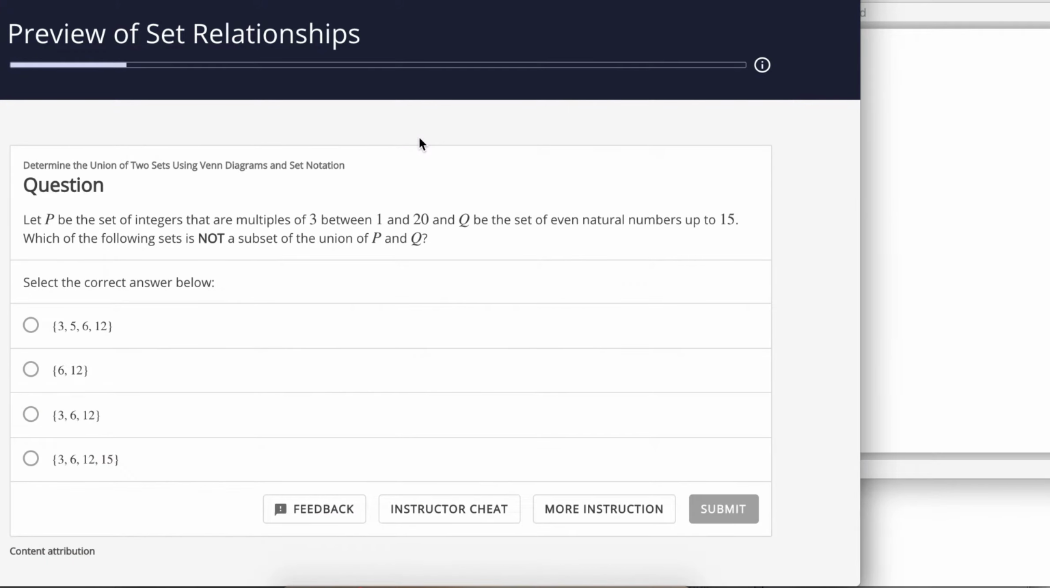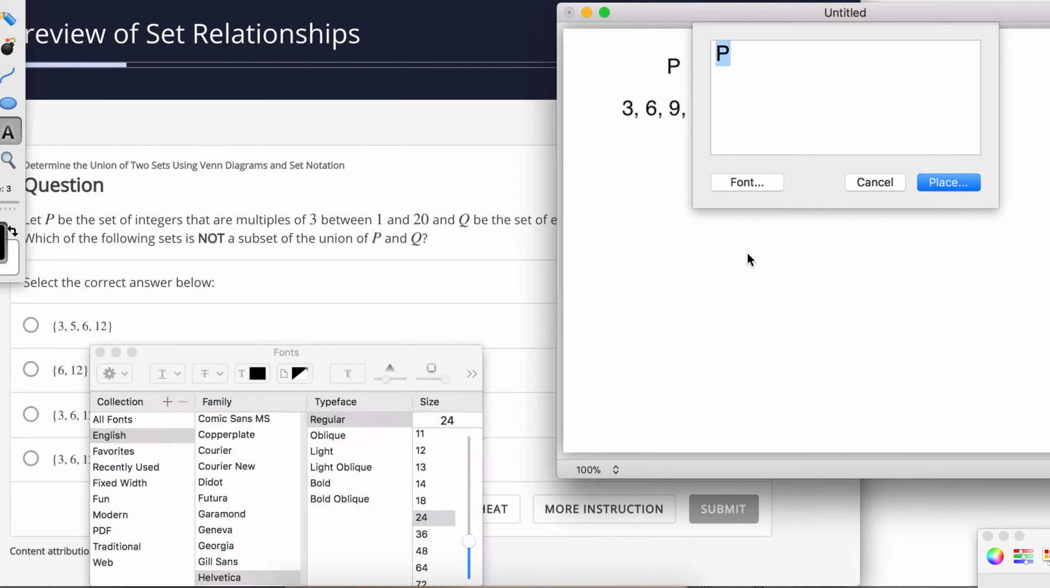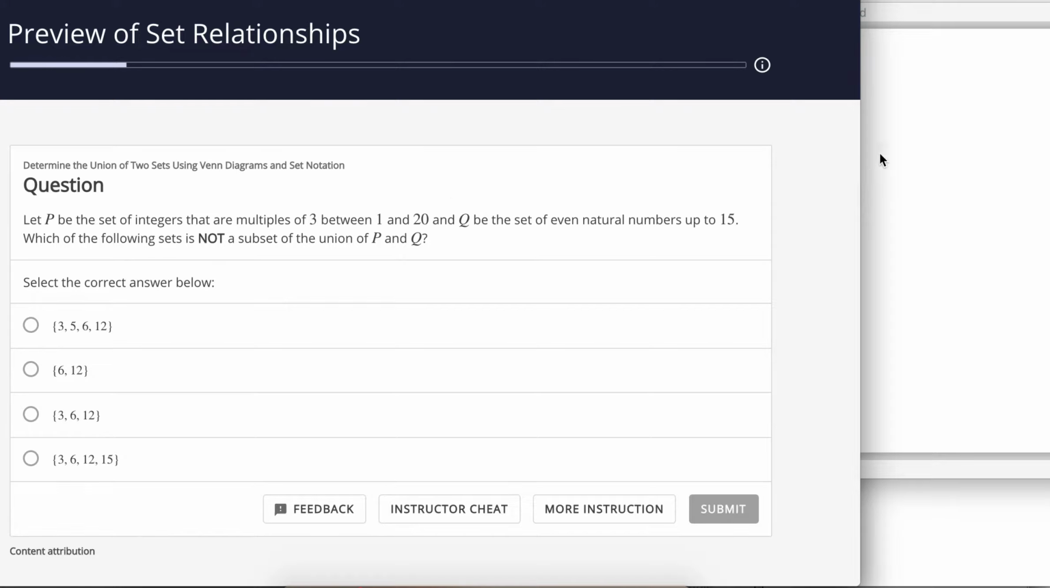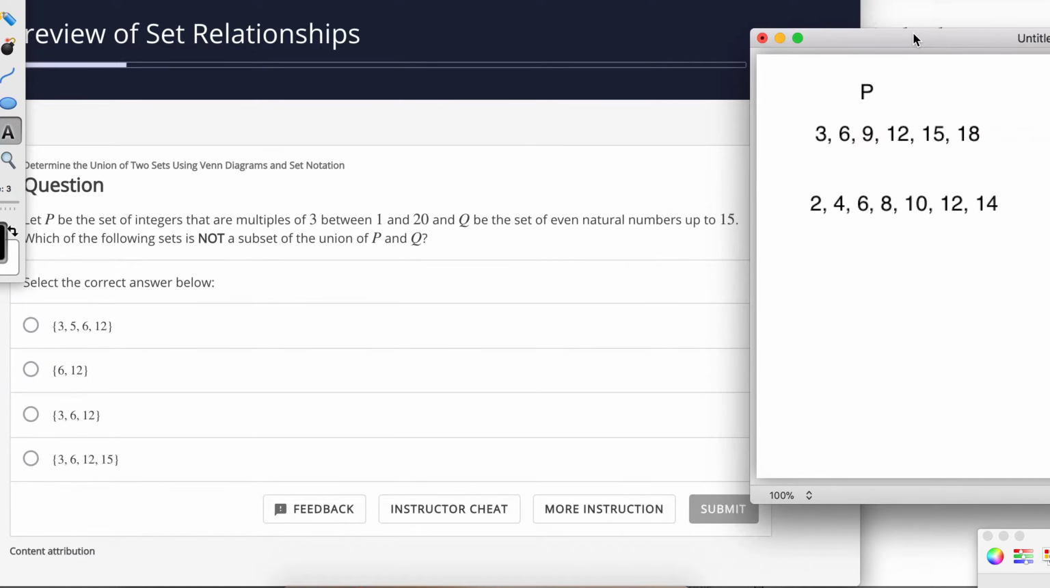Q is a set of even natural numbers up to 15. So even natural numbers, meaning kind of like the counting numbers: 1, 2, 3, 4, 5, okay? So 2, 4, 6, 8, 10, 12, and then I think it said up to 15. So that's set Q, okay? There's P and there's Q.